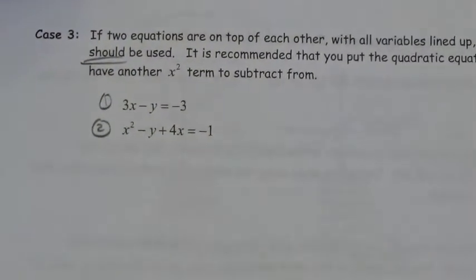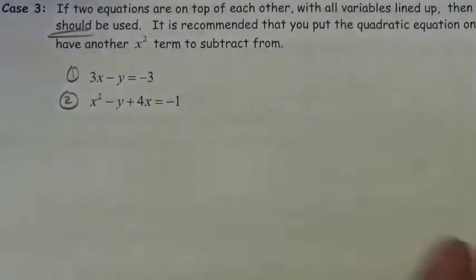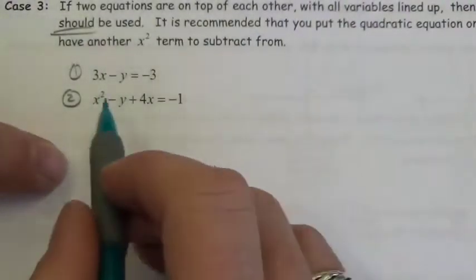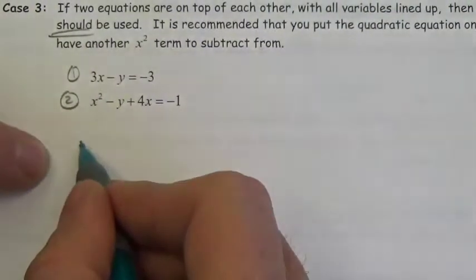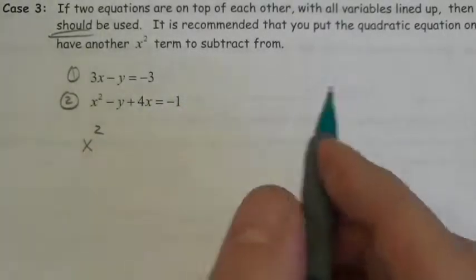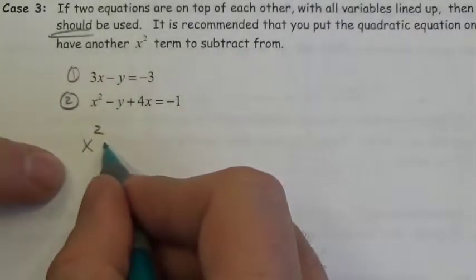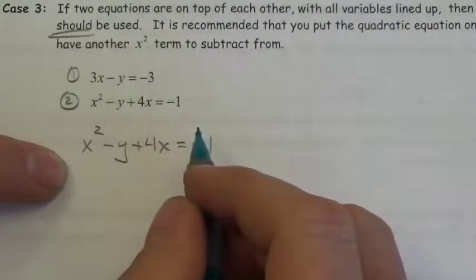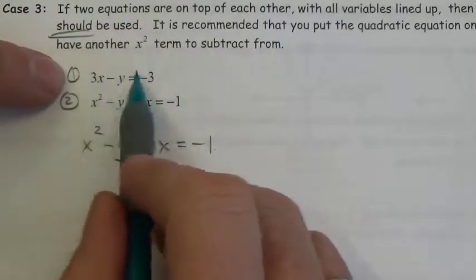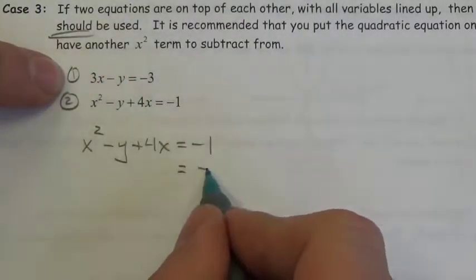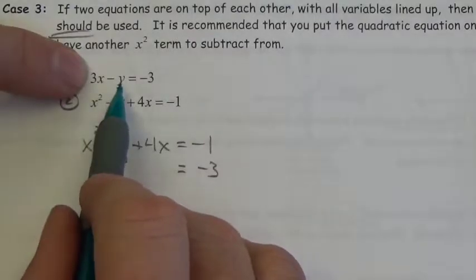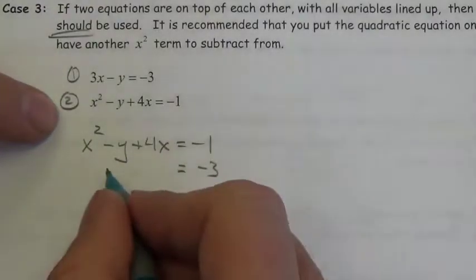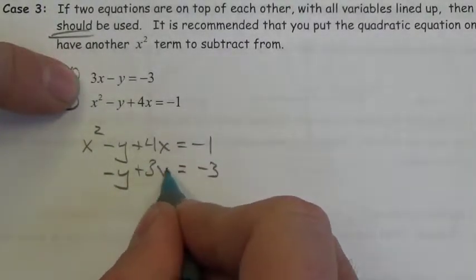I'm going to rearrange these a little bit here. Nothing is really solved for here. You just kind of got everything mixed up. So I'm going to line up the variables as best I can. I'm going to take equation 2 to start off with, because it's always nice to have the quadratic on top. So x squared minus y plus 4x equals negative 1. I'm going to take that second equation and line up the equal sign, so equals negative 3. Based on what I had written with the first equation, I kind of want the y term first, so I'm going to make that negative y plus 3x.